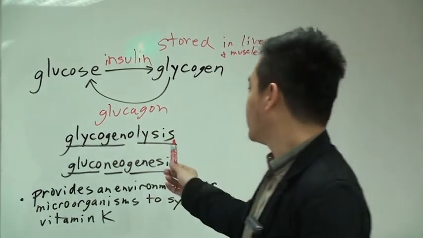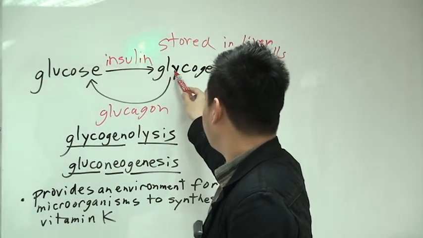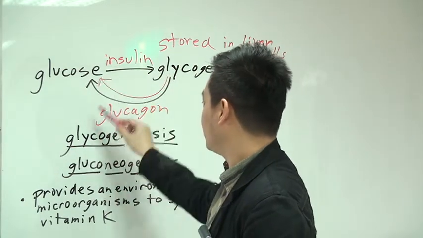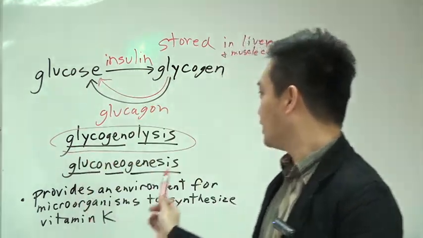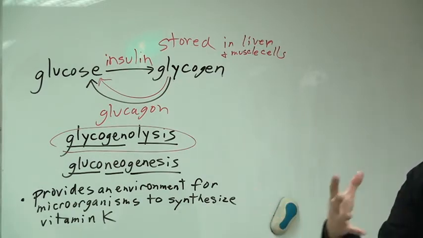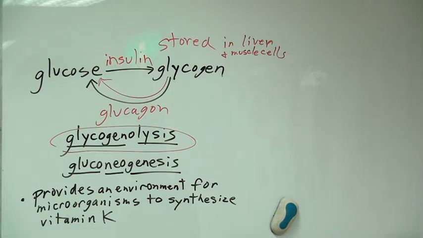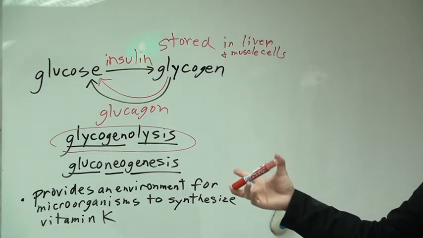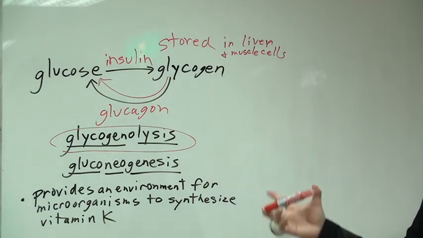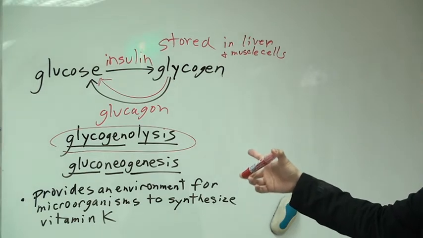So this process, what do you mean by this process? This arrow here is what you call glycogenolysis, one word. You know the meaning of lysis. What do you mean by lysis? To dissolve, right? Hemolysis. To break down. So breaking down of glycogen, we call the process glycogenolysis, glycogen lysis.